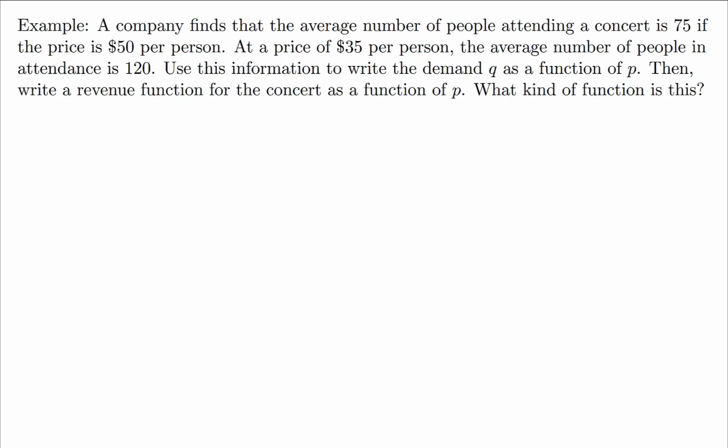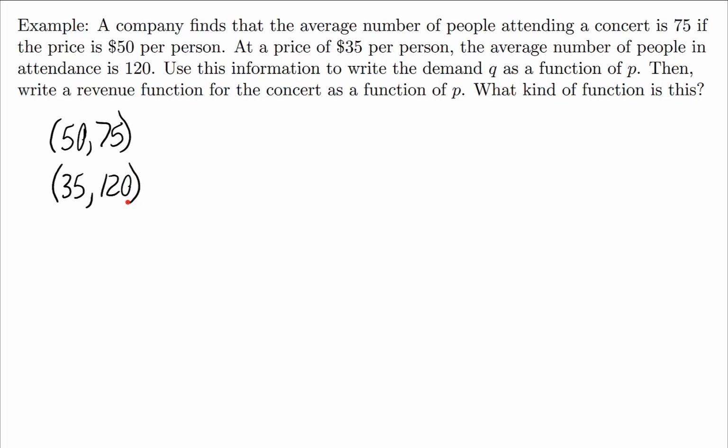Let's use this to write demand. Q is a function of P. Remember this Y is a function of X I mentioned to you before. So when I'm thinking about it as Y is a function of X, that means my price is my independent variable, and my demand is my dependent variable. Let's write 2 points based on our first sentence. Your price is 50, and your demand was 75. For the second sentence, your price was 35, and your demand was 120.